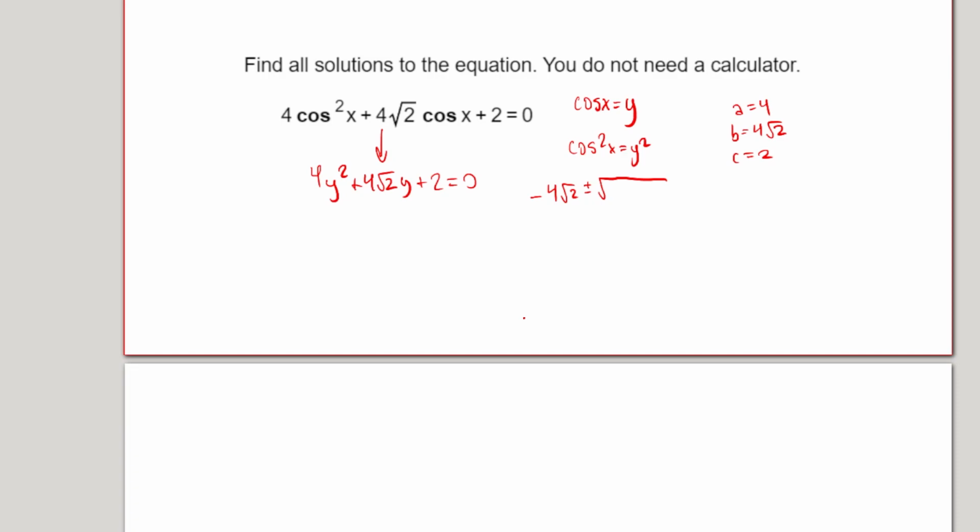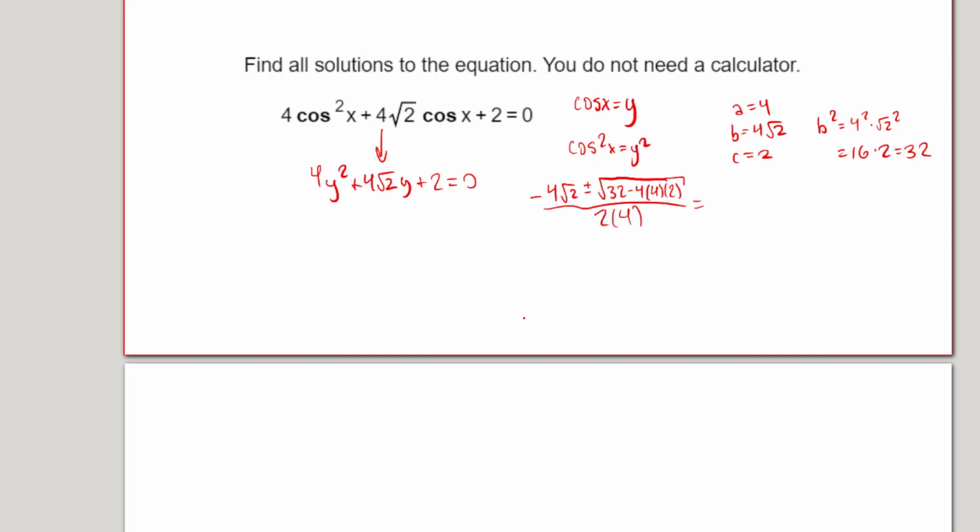And the beginning is negative B, and we'll have plus or minus the square root of B squared, and B squared is going to be 4 squared times the square root of 2 squared, which is just equal to 16 times 2, which is equal to 32, I believe. Yeah, 32. So I have 32 minus 4 times A, which is 4, times 2. And then we put it over 2 times A, which is 4.